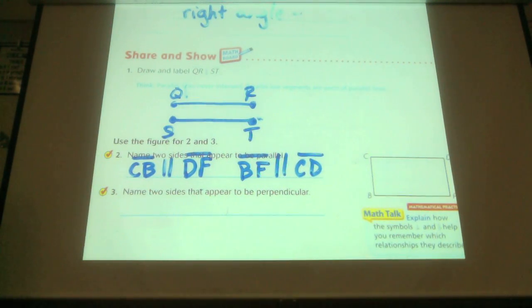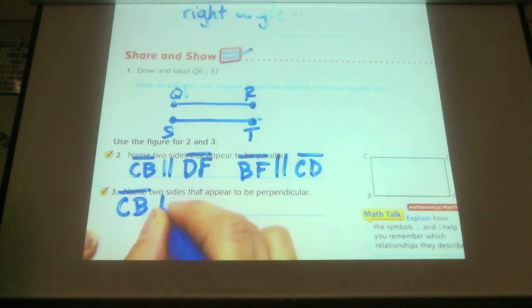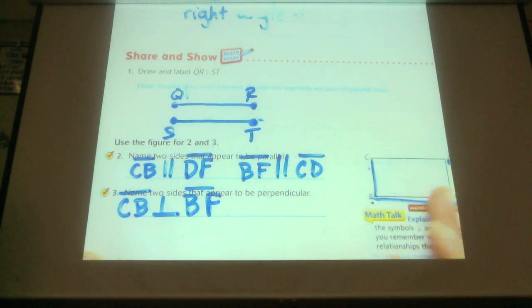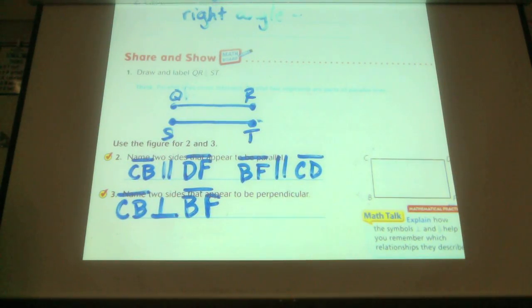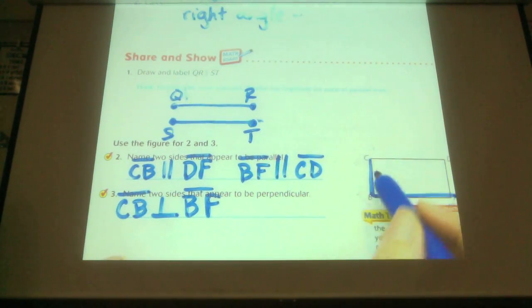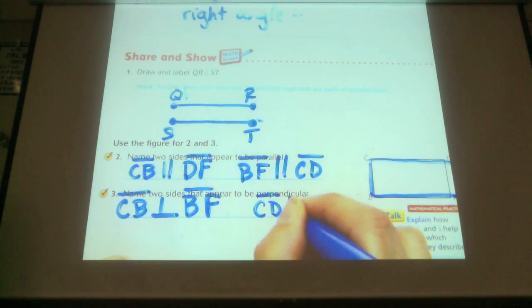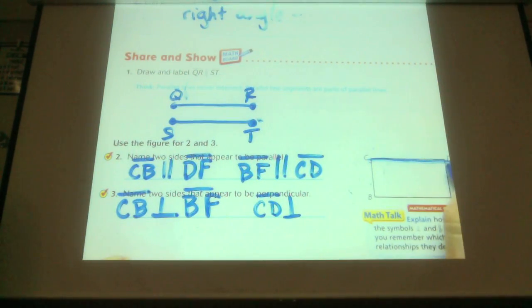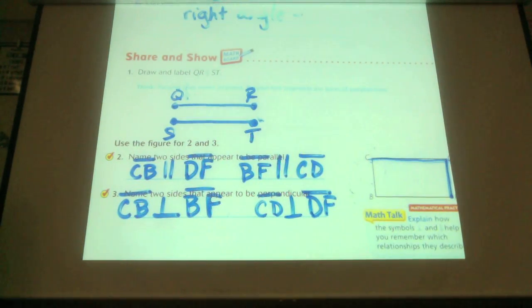So two sides that appear to be perpendicular. Segment CB is perpendicular to what? So CB is perpendicular to BF. Okay? Is there another one? Can you see another one where they're perpendicular? CD, so that's this one. CD is perpendicular to DF. Very good.